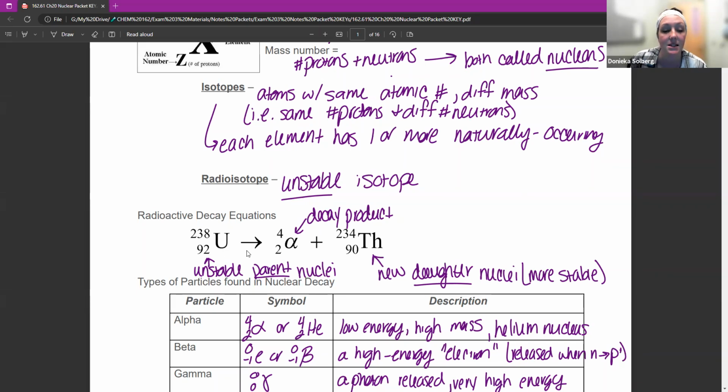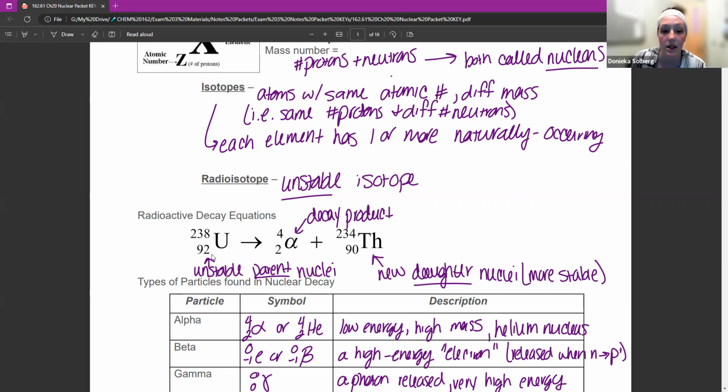It decays by what's called alpha decay. And I get an alpha particle, which has a mass of 4. It's 2 protons and 2 neutrons. And I get thorium-234, which has 234 protons plus neutrons. It's got 90 protons.